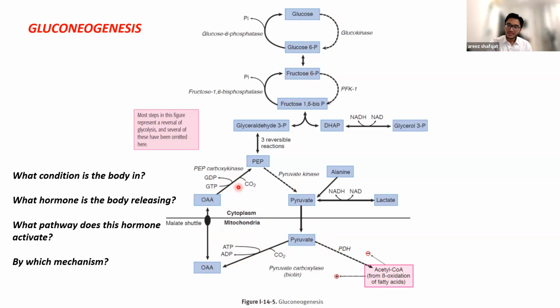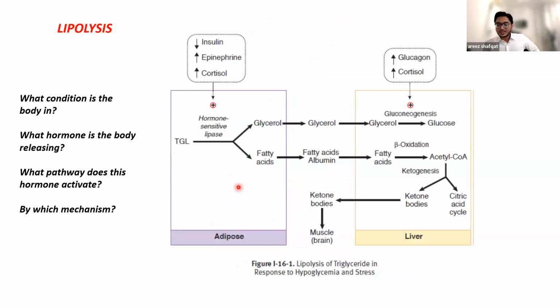Okay, so the two things I need you to know from gluconeogenesis: number one, you require a source of pyruvate. Number two, you require ATP. You require a source of ATP. This is important for you, this pathway, because this is in mode 2 as well.